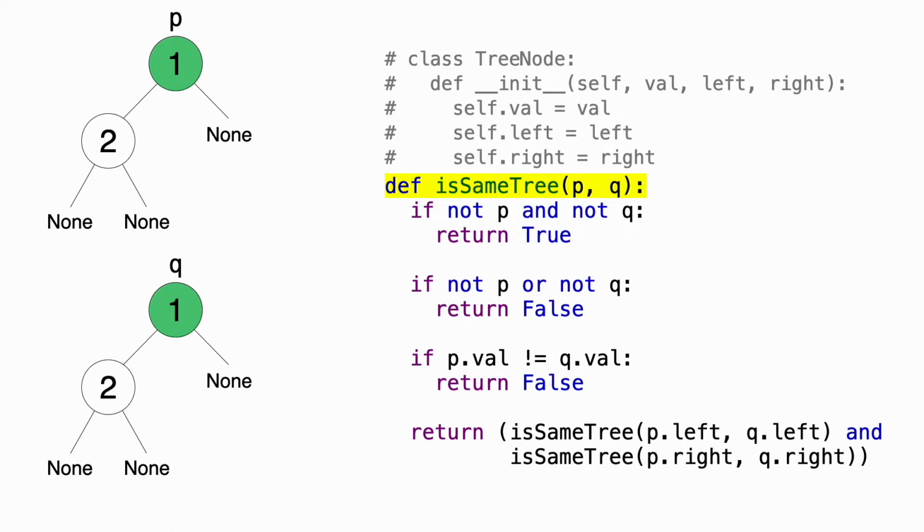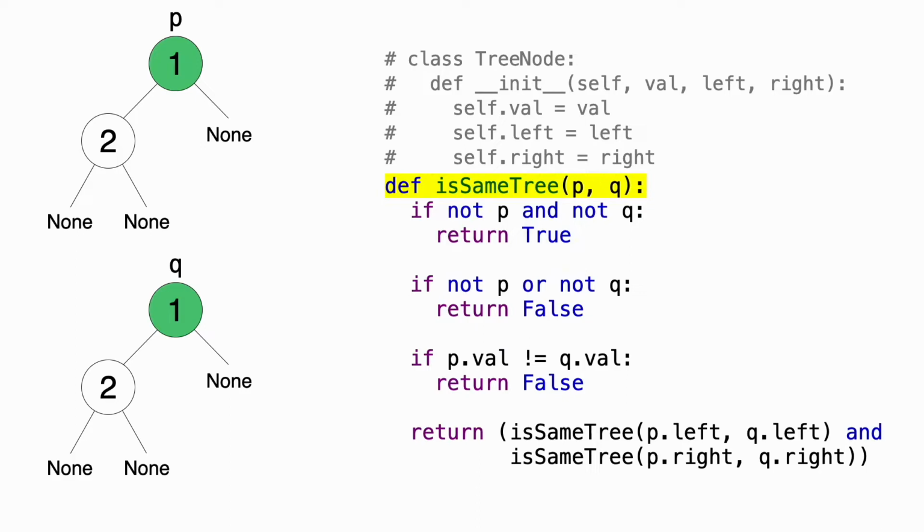If that base case wasn't true, then at this point, we know either P or Q or both of them are a node. So next, we'll find out if both of them are a node, or if only one of them is a node. We'll do this by testing the condition if not P or not Q. So if either P or Q are None, then this condition will be true, and we'll return false immediately. That's because we know that at least one of them is a node. So if the other is None, then they're different from each other, and we return false.